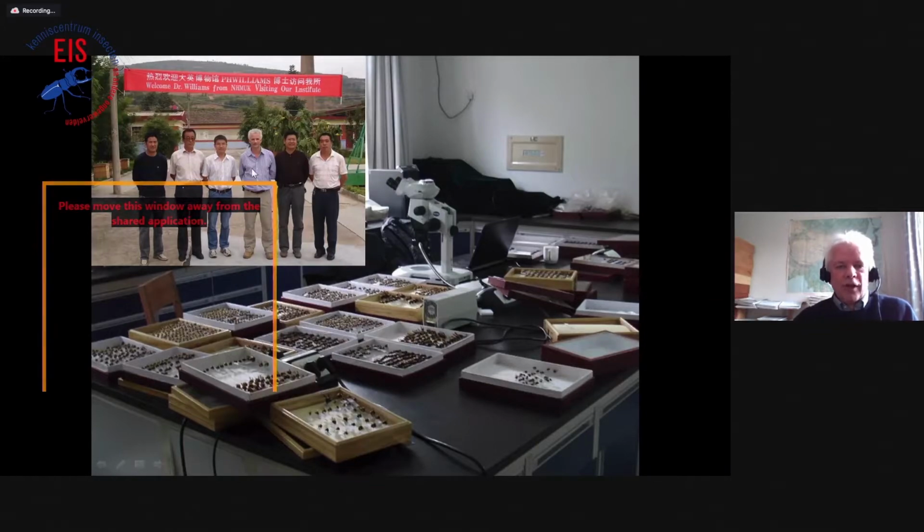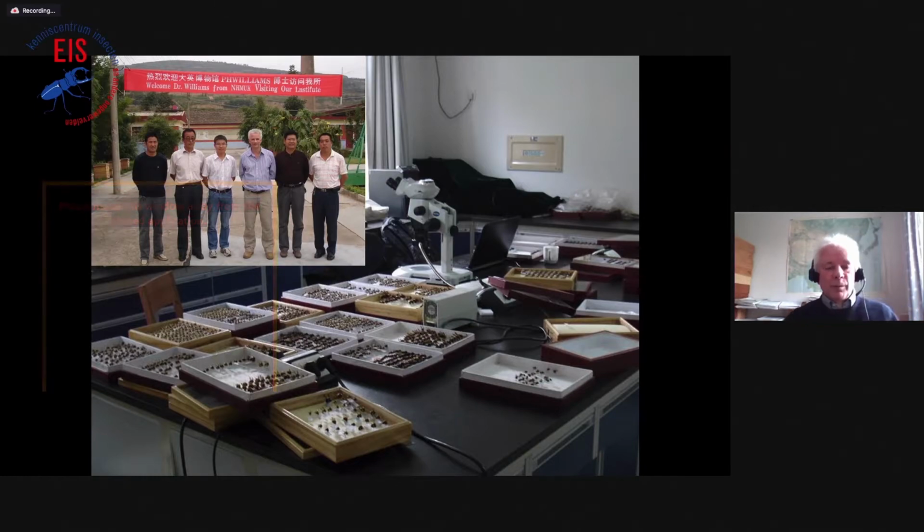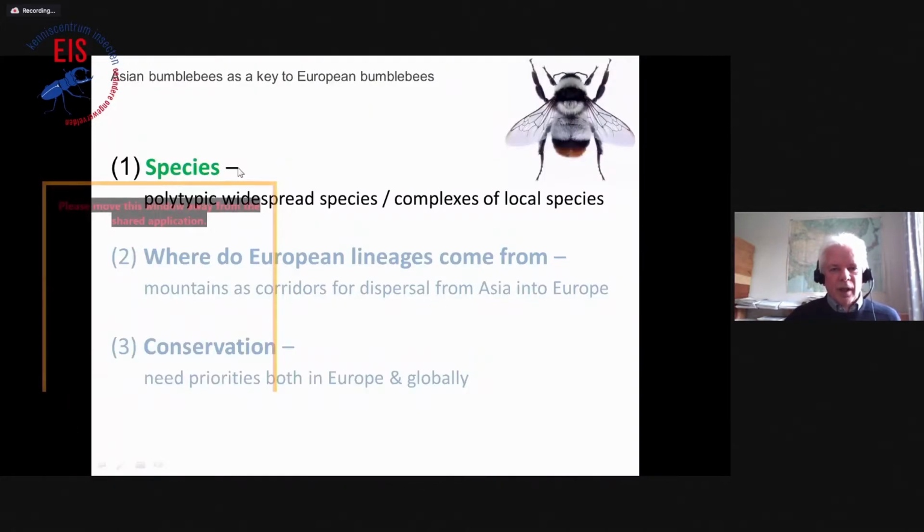They send out people every year all over China, bringing back thousands and thousands of bees. My job was to try and make sense of this, to identify these bumblebees and find out what we were looking at. So I was going to talk about three things briefly.